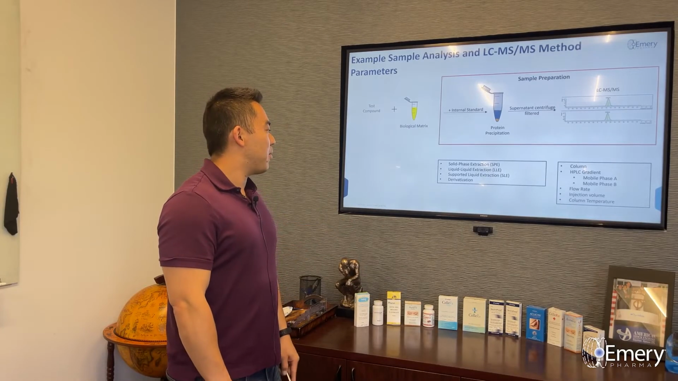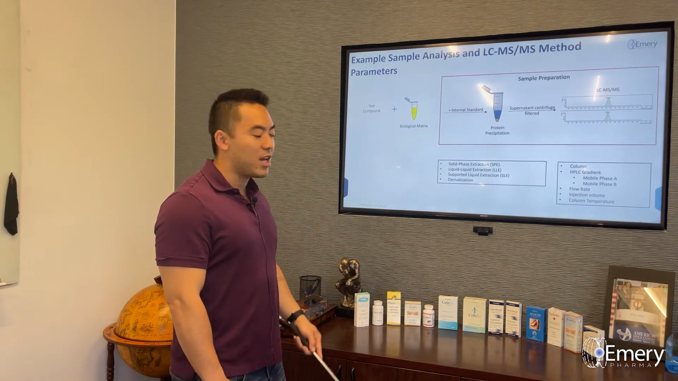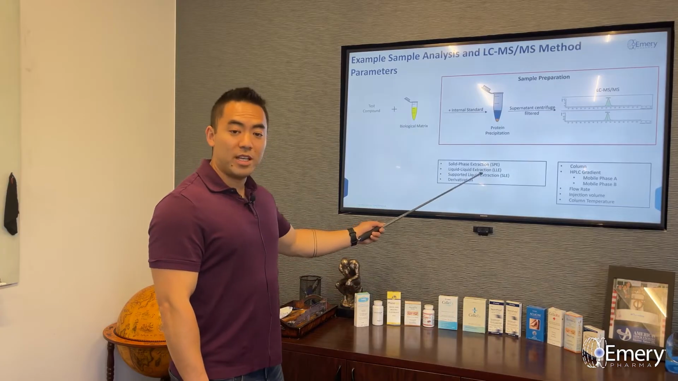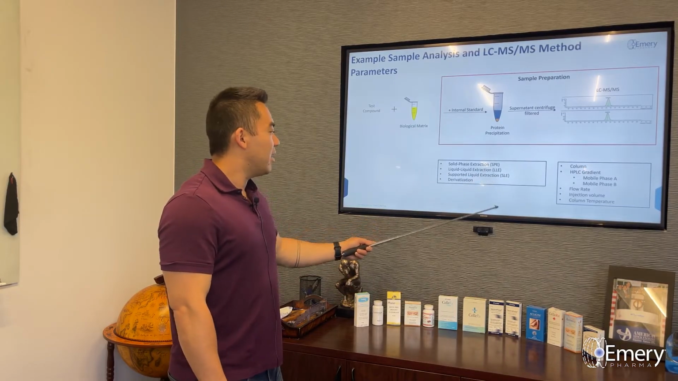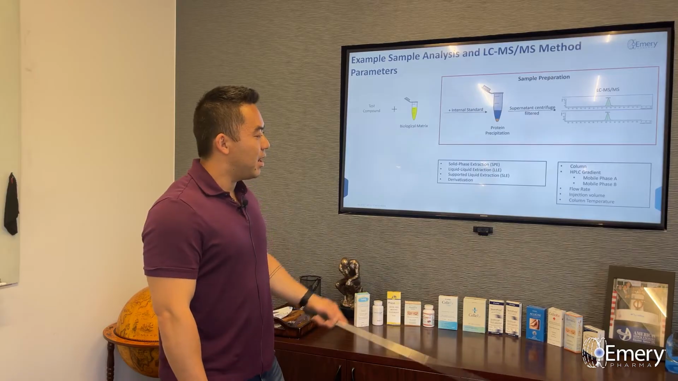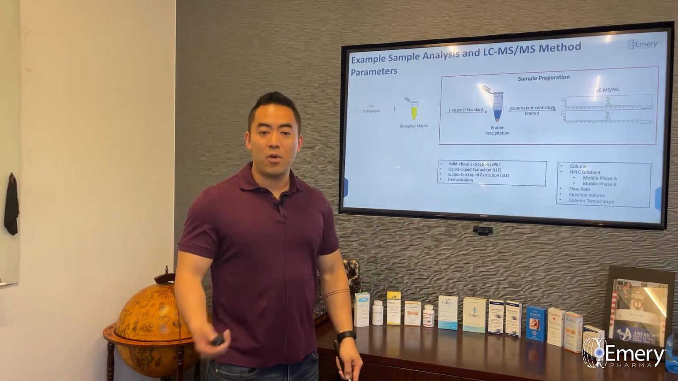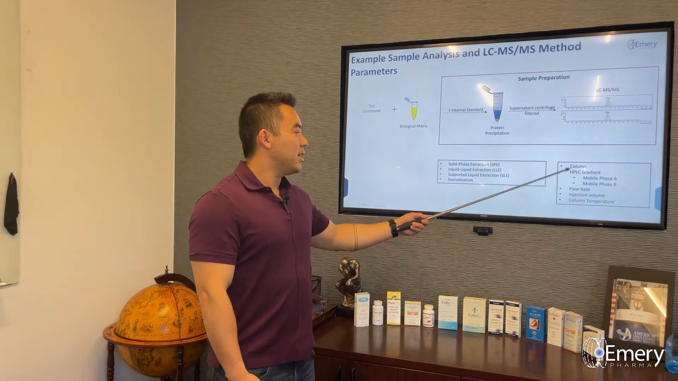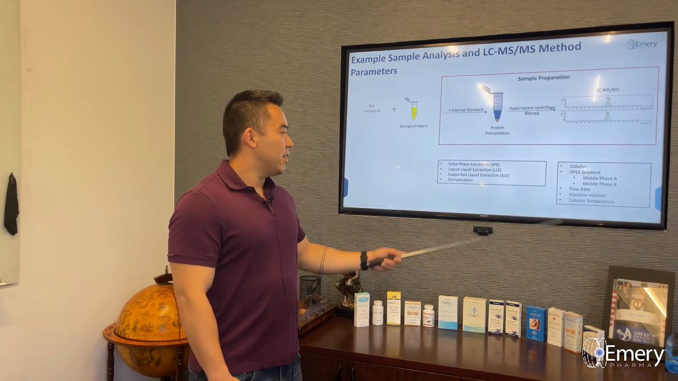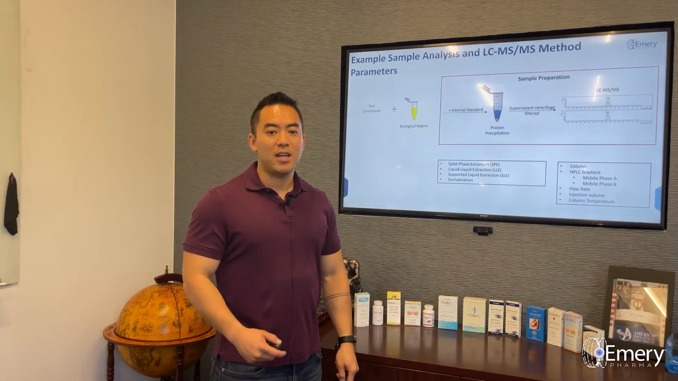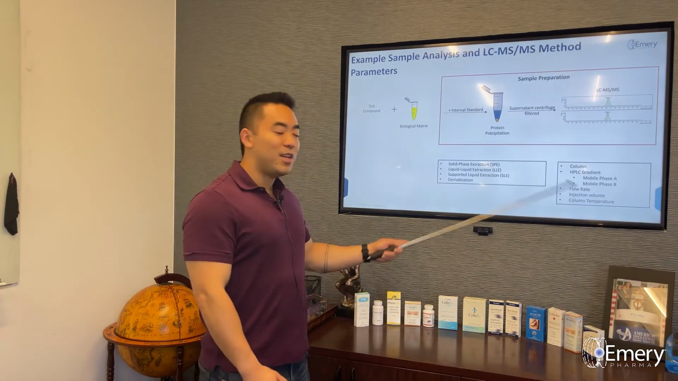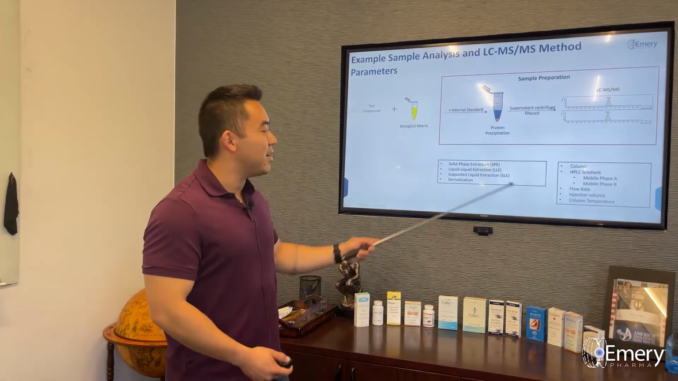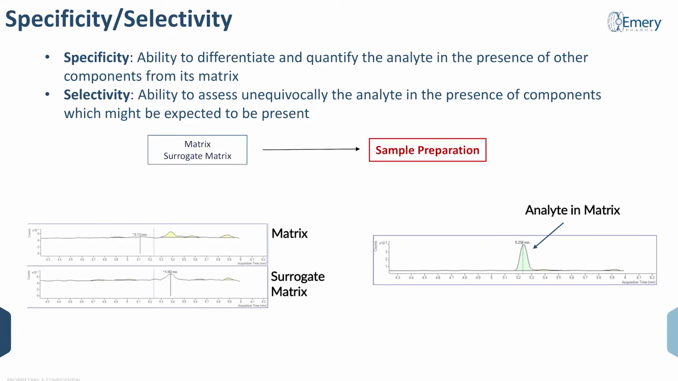Other types of sample preparation could include solid phase extraction, SPE, liquid-liquid extraction, LLE, supported liquid extraction, SLE, and derivatization. Other considerations that we talk about on our website for LC-MS analysis include different columns, different mobile phases and gradients, different flow rates, injection volumes, and column temperature. I highly recommend checking out our website, emerypharma.com, for more information about any of these specific parameters.